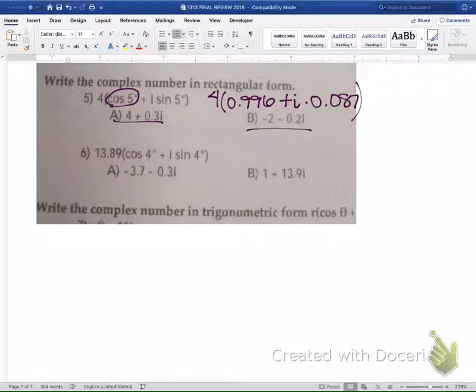And I would distribute that 4 and see whether it's going to be closer to this answer or that answer. If I distribute 4 to 0.996, that's pretty close to 1, right? So 4 times something pretty close to 1, is that going to be 4 or is that going to be -2? If I distribute that 4 in, not going to be -2, that's for sure. So you'd get an answer that looks like that.